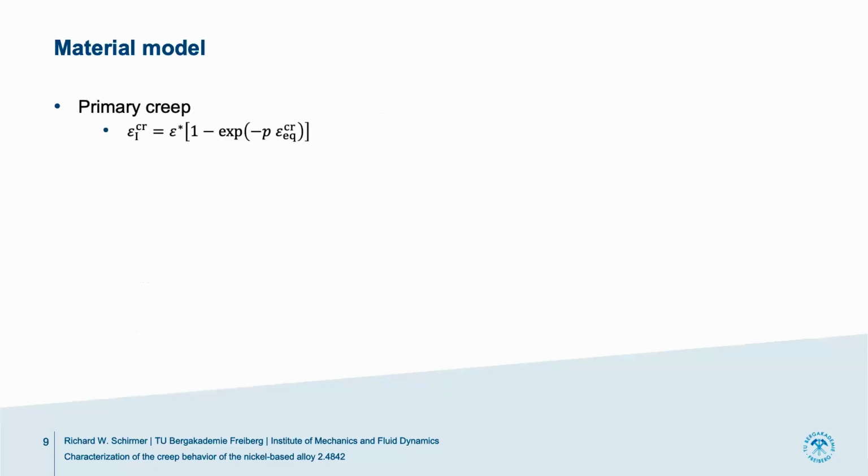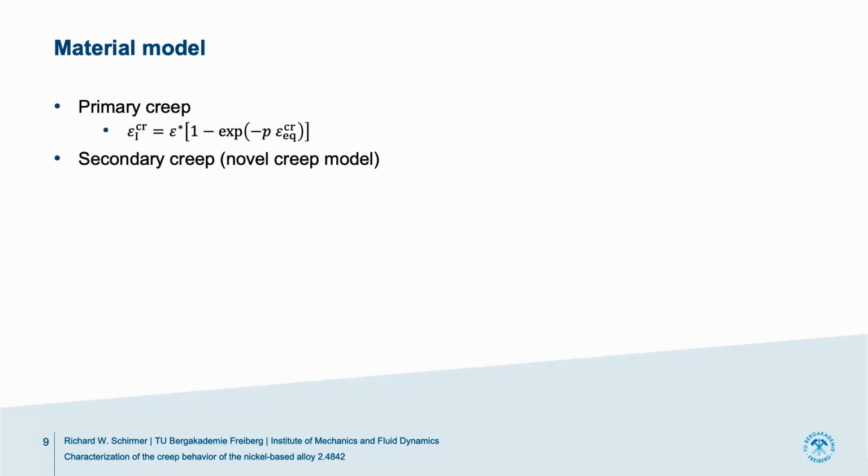We use something similar for the creep model, as I show you now. The primary creep part is just a saturation term, where you have two parameters, epsilon star and the parameter p, where epsilon star tells you how much primary creep you have, and the parameter p tells you how fast you reach it. The second part is the most important part, because most of the specimen lifetime is spent in the secondary region.